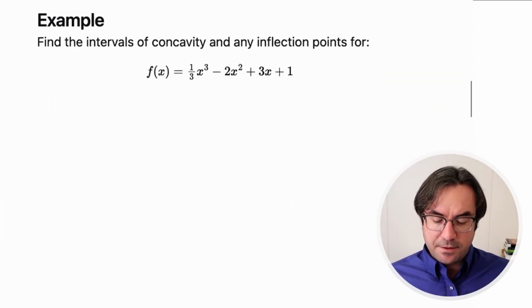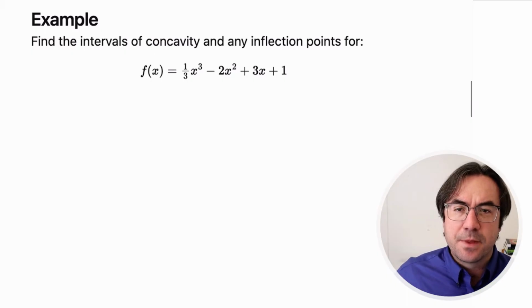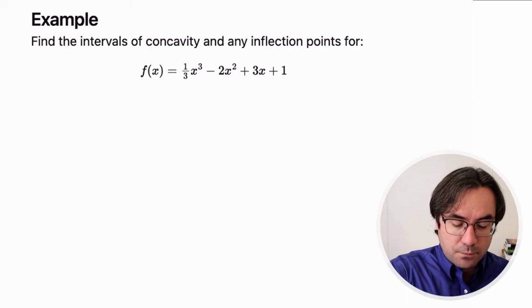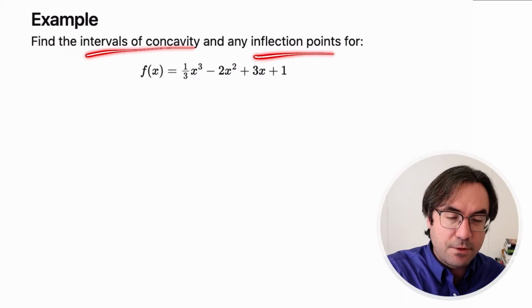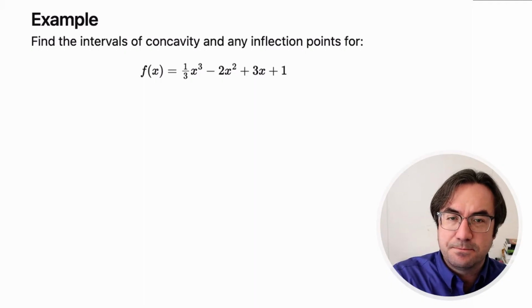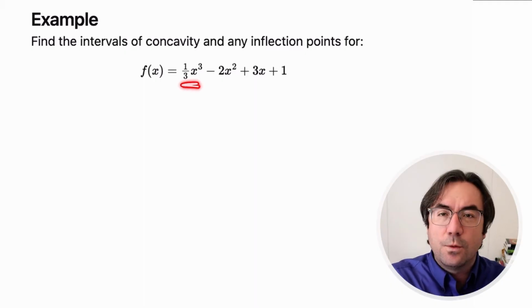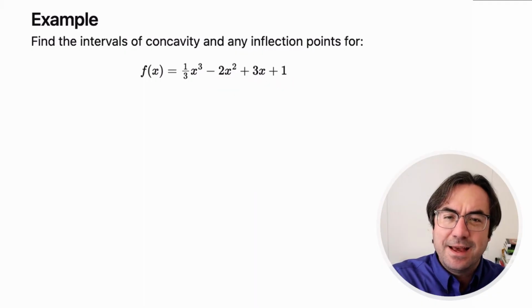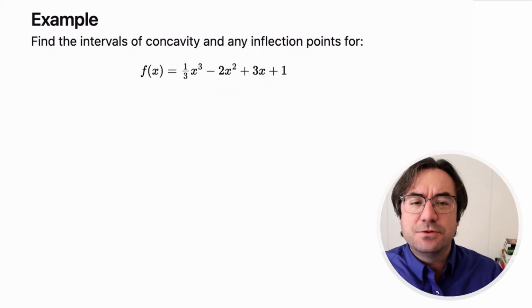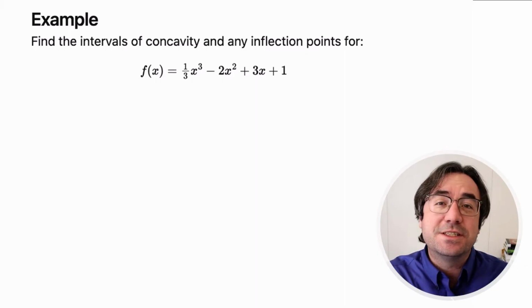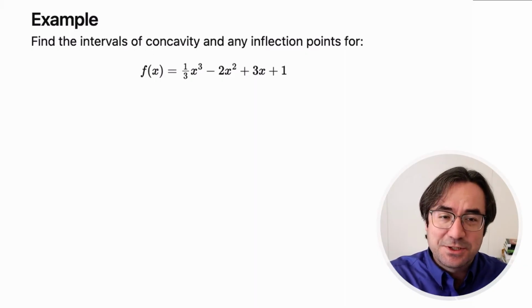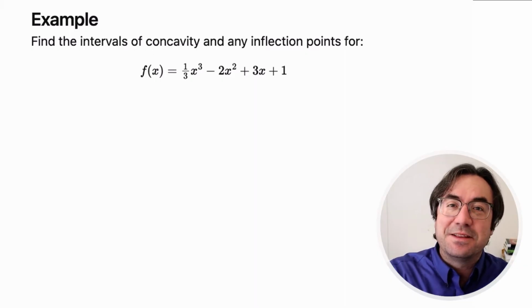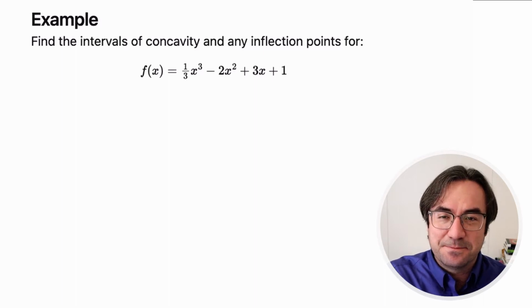So we'll start with just a nice polynomial here. We're going to do it all. We're going to find the intervals of concavity, and we're going to find the inflection points for this function. Our function here is 1/3 x cubed minus 2x squared plus 3x plus 1. I think this is the same function we used when we did an interval of increase decrease example. So we're going to now get the intervals of concavity for this thing.